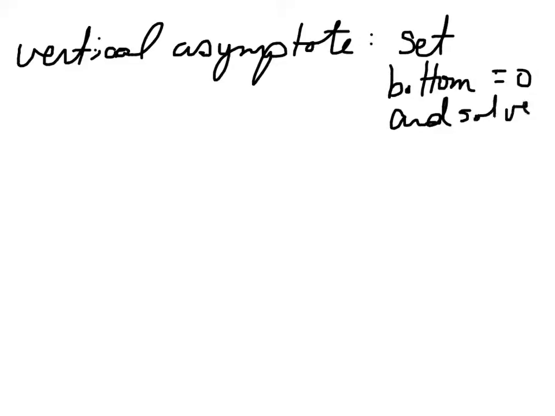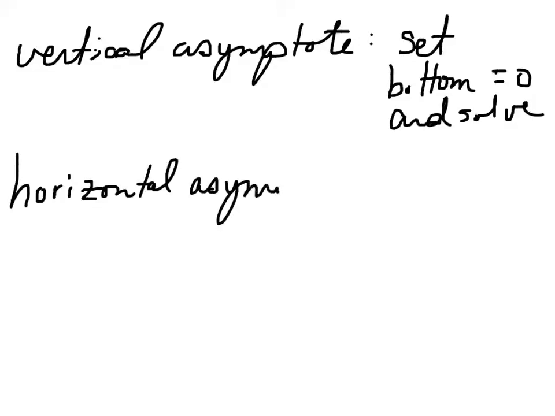In order to find it, you set the bottom equal to 0 and solve. This is where you're going to have your vertical asymptote. So you're going to have a vertical line running straight up and down based on whatever number we get there. Another type of asymptote is called a horizontal asymptote, meaning it's going to run horizontally, or left to right.